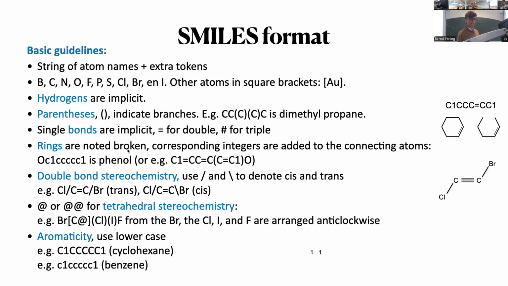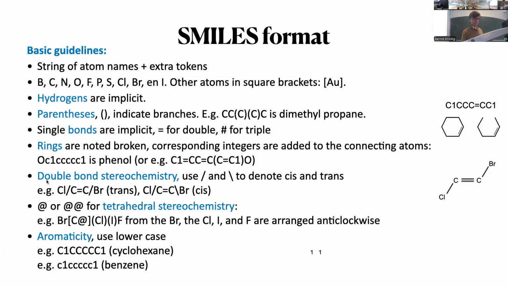And then about rings. Rings are broken up and written as just a string, with integers added to the connecting atoms. So for example, OC1 and then CCCC1, it means that this last C1 is connected to this first C1, right? So it forms a ring. So if you see a 1 and another 1, these two atoms belong together, they are connected. And maybe later there could be a 2 and a 2, okay, that's another ring, etc. So you can have as many rings as you want by connecting the ones that have an integer attached to them.